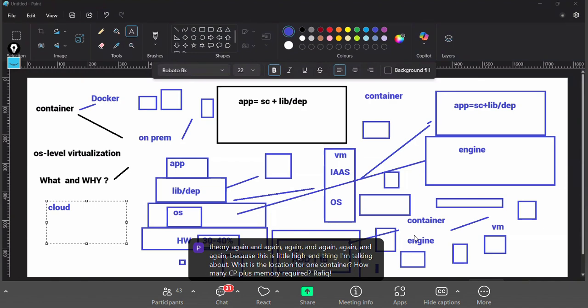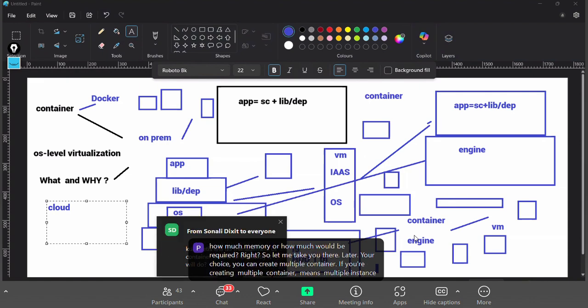Rafiq, for one container, how much memory is required? Let me take you there later. Your choice. You can create multiple containers. If you're creating multiple containers, it means multiple instances. If the workload is more, then what do you need to do? You need to create multiple instances, right?